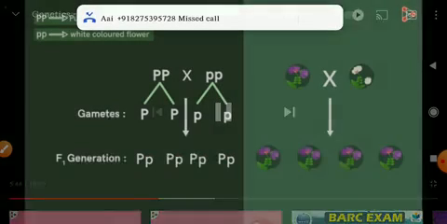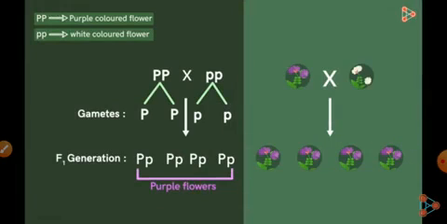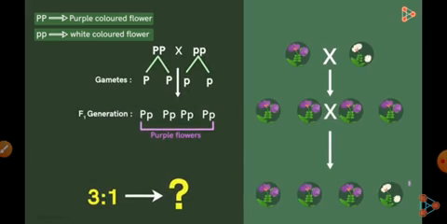In such a case, the plants will have only purple flowers, as the presence of one dominant gene is enough to express the trait. That is why all the plants have purple colored flowers in the F1 generation. Now, can you guess why the ratio 3:1 is obtained in the F2 generation?